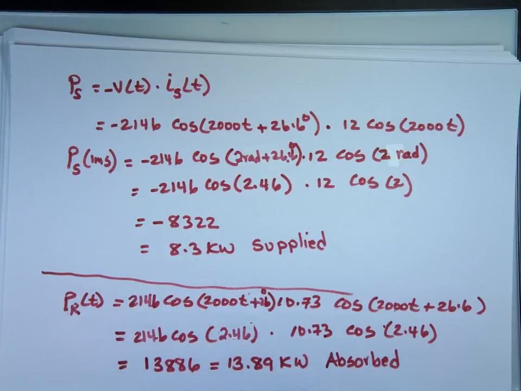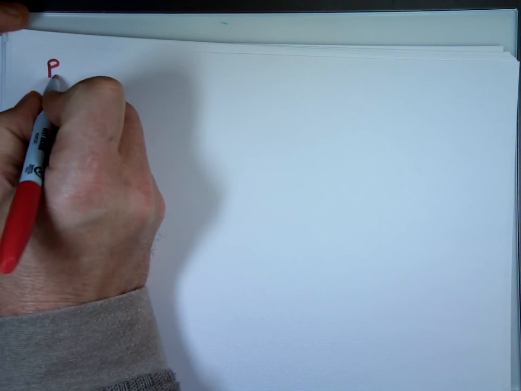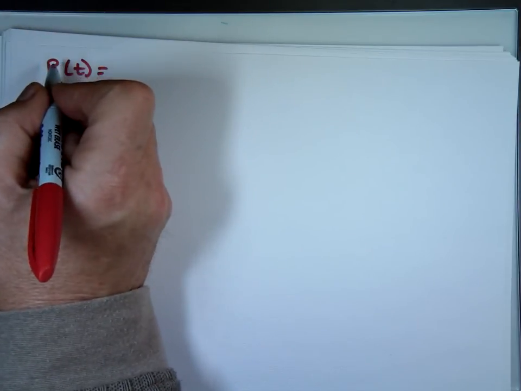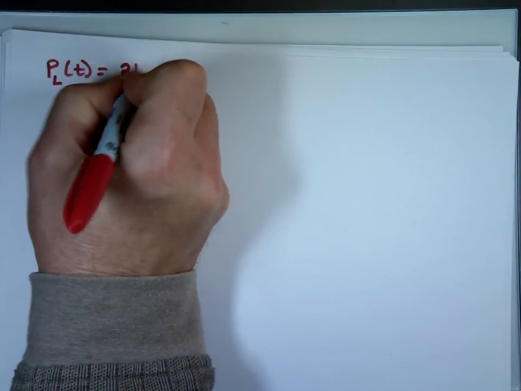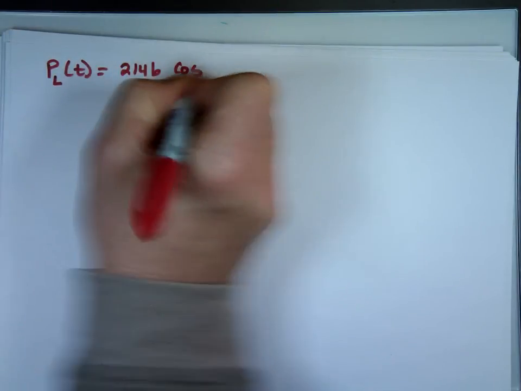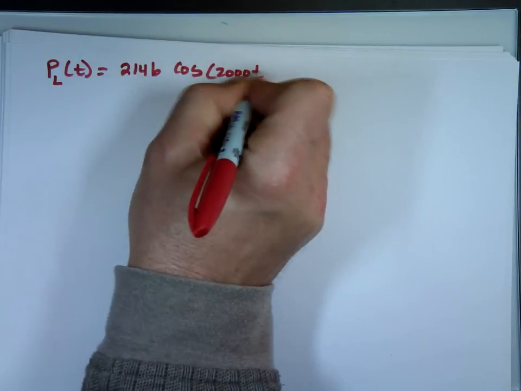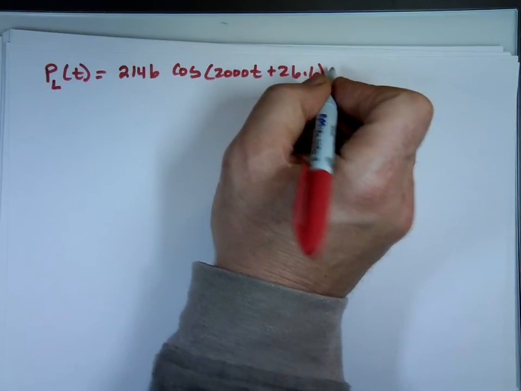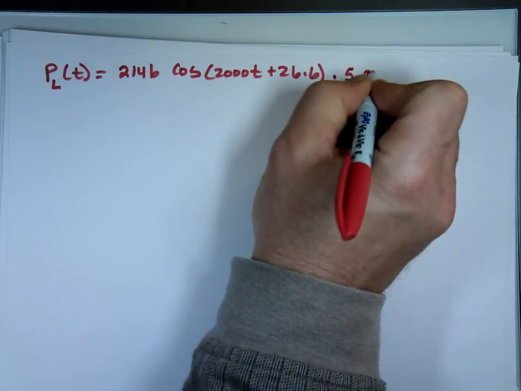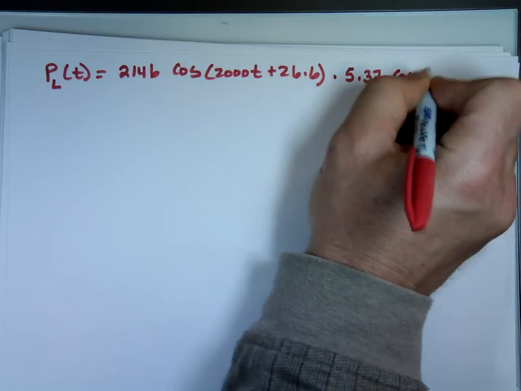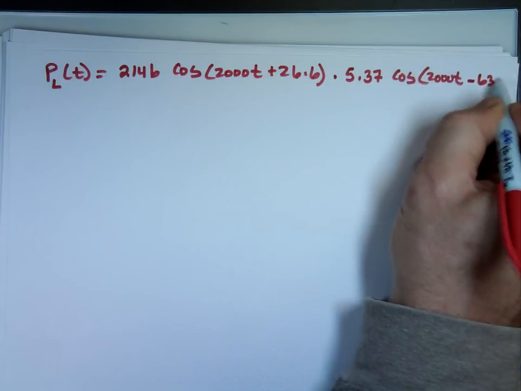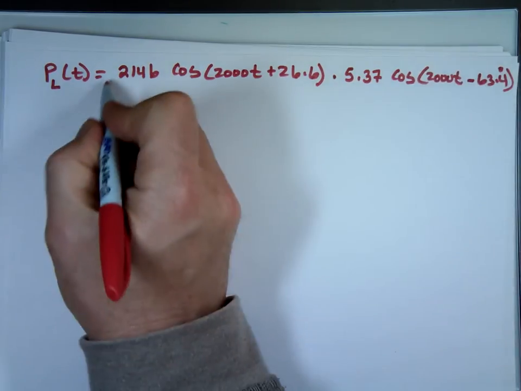So let's look at the inductor. It should be a minus, which means supplying. Let me look at the right equation just to make sure I don't screw things up. It's the voltage across the inductor, 2146 cosine 2000t plus 26.6, times the current through the inductor. And put my finger on the right one, 5.37 cosine 2000t minus 63.4. And it has to be supplying, so it's a minus.